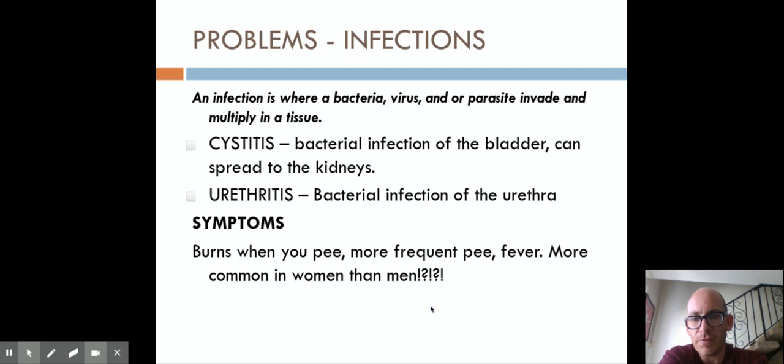Symptoms, the primary symptom for a UTI is a burning sensation during peeing. Peeing should not be painful. If you have more frequent pee than normal, that can be a symptom as well. And then the fever, because it's an infection, part of the body's response is to get that elevated temperature. And then the question here is, why is this more common in women than men? And I explained that to you. So it's the proximity between the urethra and the colon.